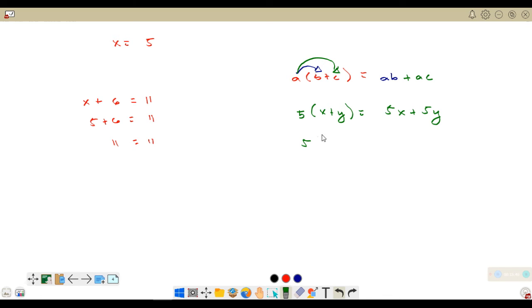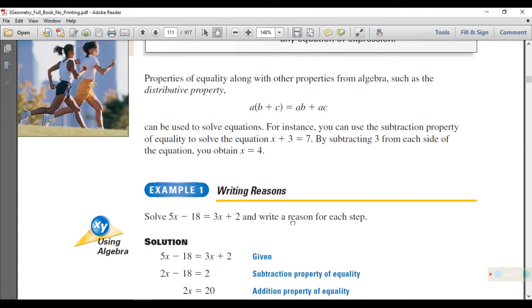Another one, 5 times (a plus 3). You will end up with 5a plus 15. So, sobrang dali lang naman nung process na to.